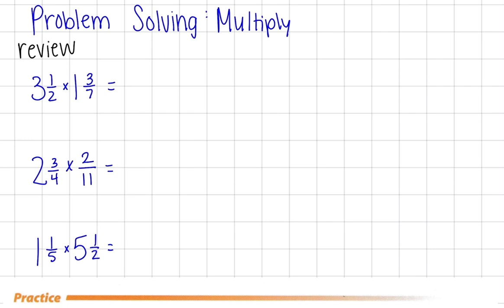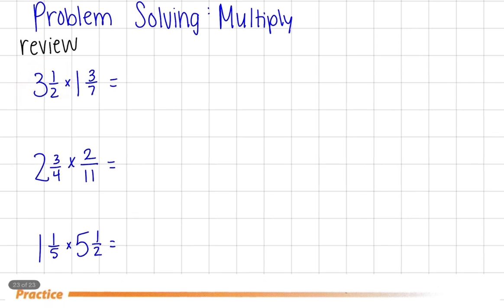3 1/2 we need to change into an improper fraction, and that would be 7/2. We have to change 1 3/7 into an improper fraction, and that would be 10/7. We multiply across: 70/15, which simplifies to 5.